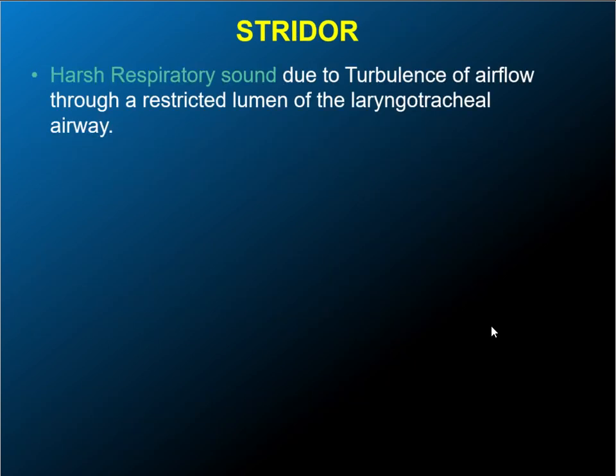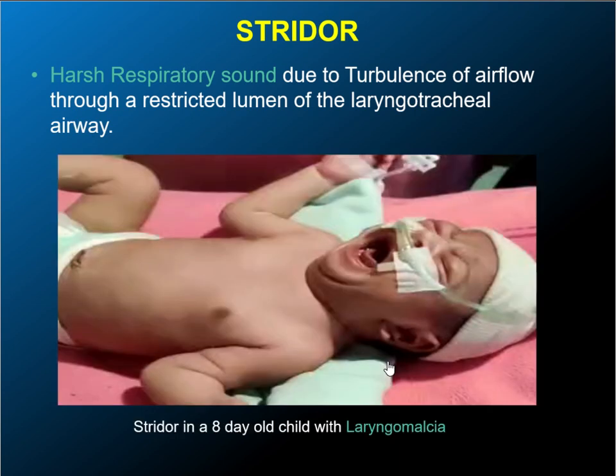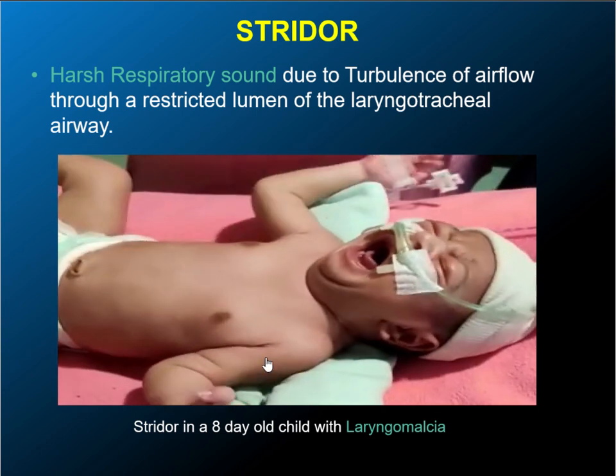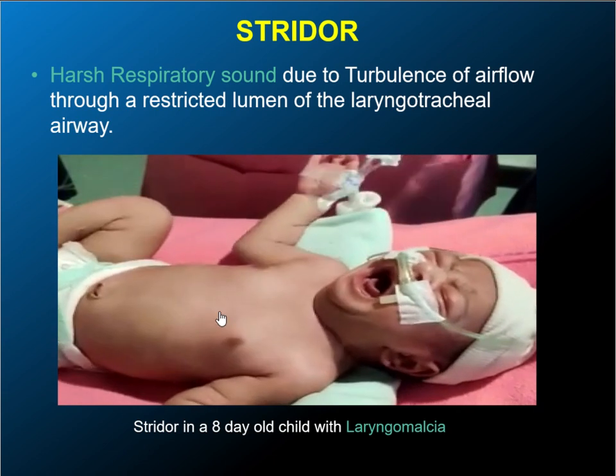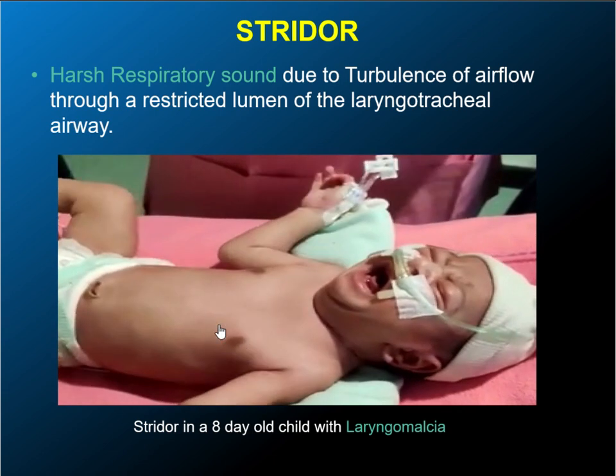Now, stridor is a harsh respiratory sound due to turbulence of airflow through a restricted lumen of the laryngotracheal airway. This is an 8-day-old child who presented to us with stridor. We can see the intercostal and the subcostal retractions occurring along with the stridor.